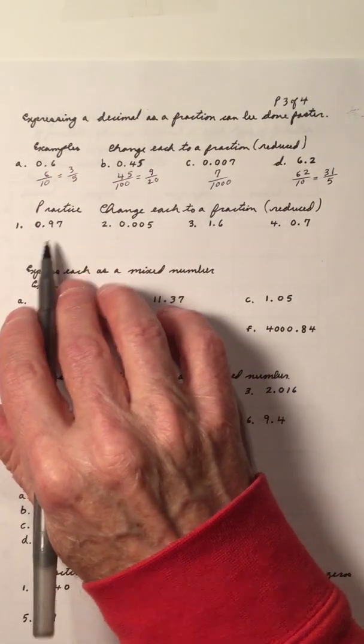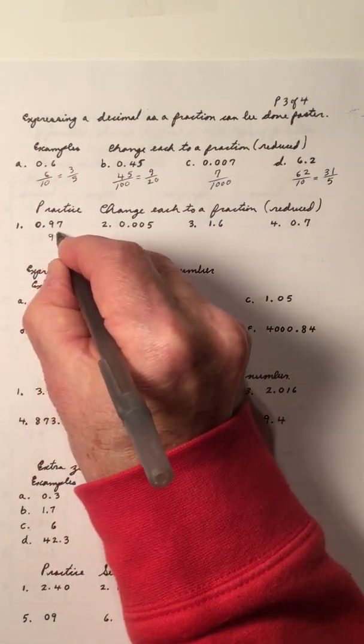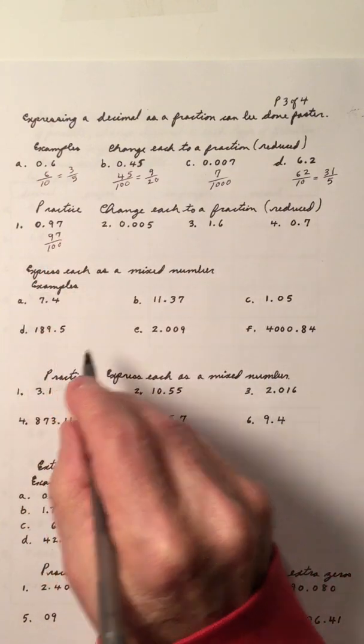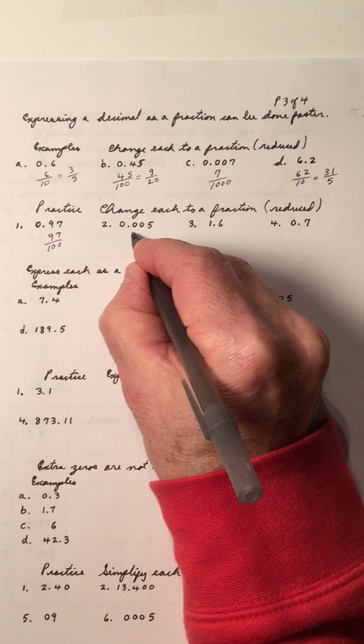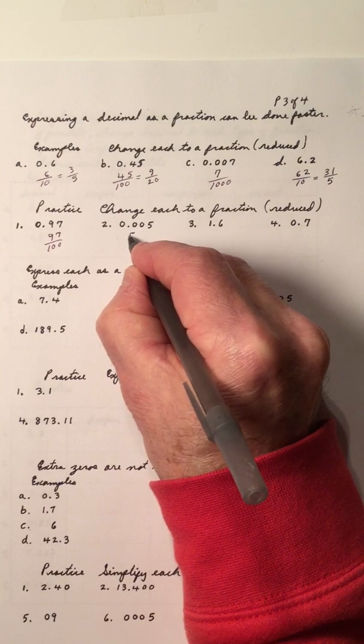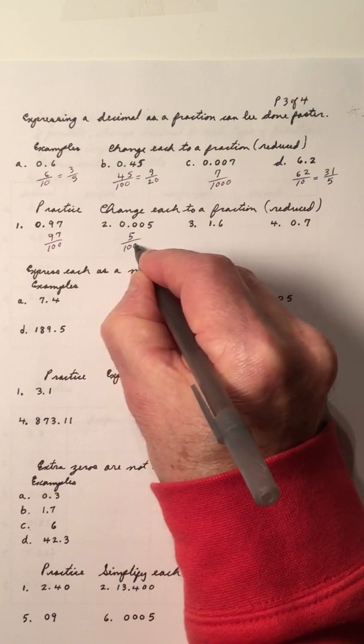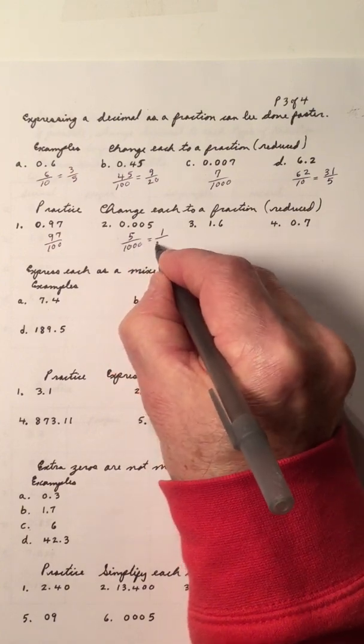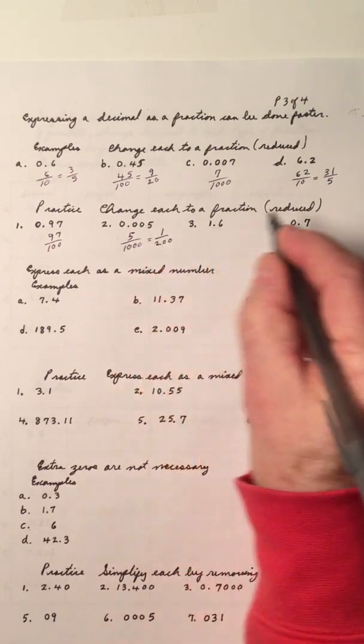Practice, pause. We have 97 over 100. 97 is prime, can't break down. 0.005 is 5 over 1,000. 5 is in the thousandth place. 5 into 5 goes once. 5 into 1,000 goes 200.